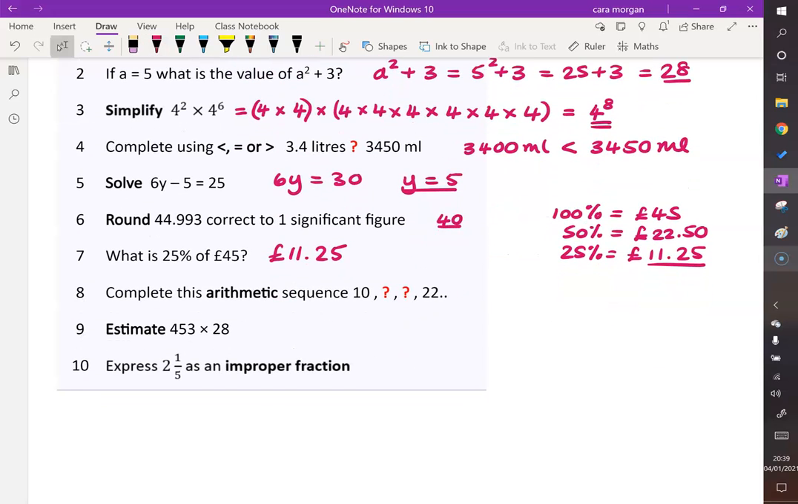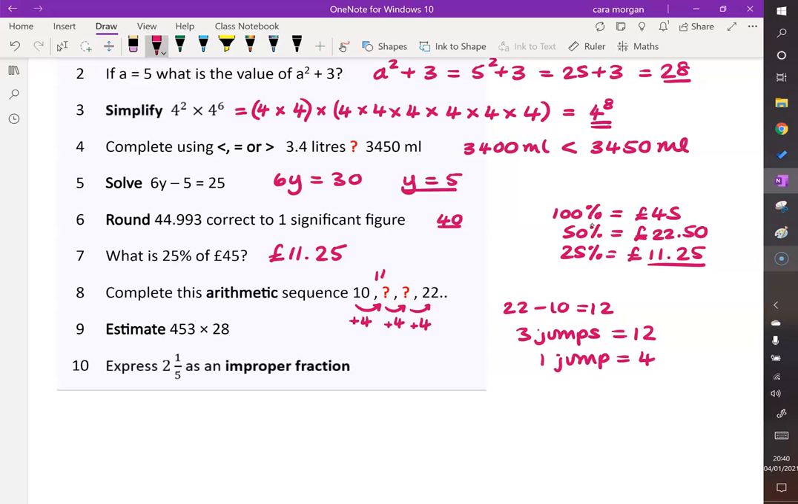Okay, now number 8, this arithmetic sequence, that means that the numbers go up by the same amount each time. I can see there must be 3 jumps worth the same, and I know that 22 subtract 10 is 12. So I know that 3 jumps must be equal to 12. Therefore, I think 1 jump must be equal to 4. So if I add 4 each time, I get the numbers 14 and 18, which must go in between the 10 and 22.